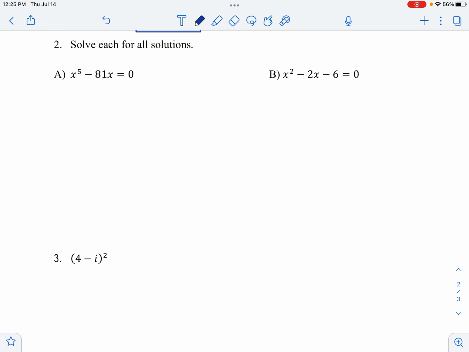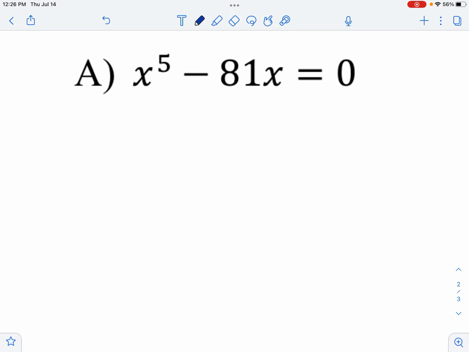The next 2 are solve each for all solutions. All right, so I want to solve this equation. The first thing I say is, this is higher than a quadratic. That means the first thing that I ask myself is, is it factorable? But it has to be equal to 0 in order to do this, okay? I definitely can't solve by square rooting. There's no squares in this. So I say, is it factorable? Okay, so it's already equal to 0.